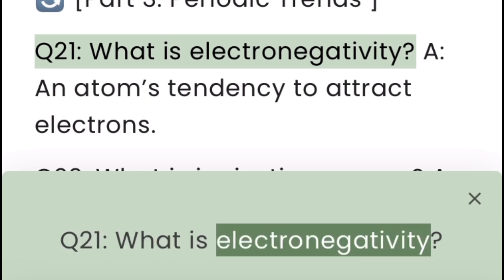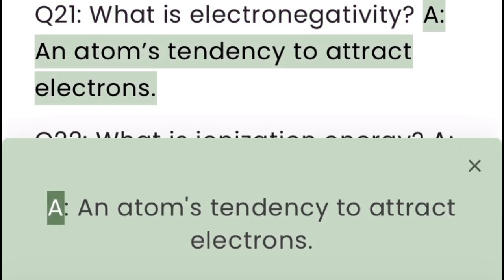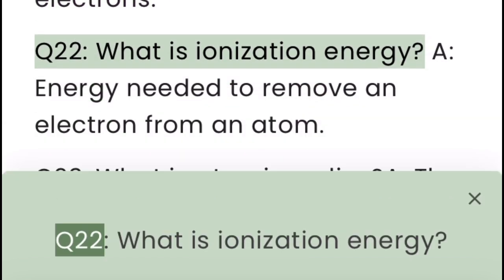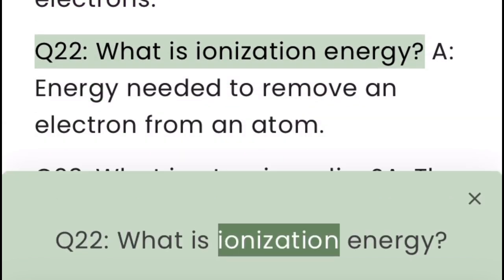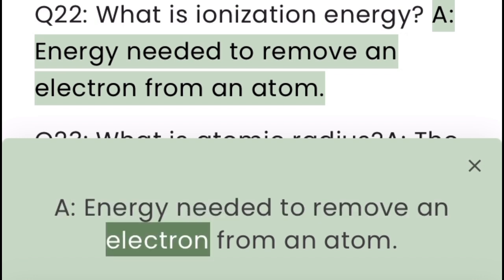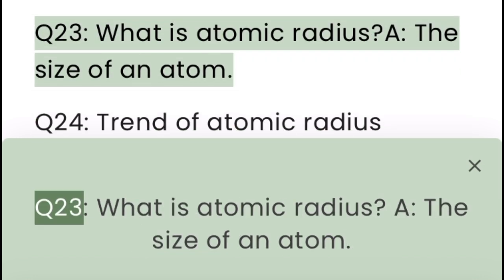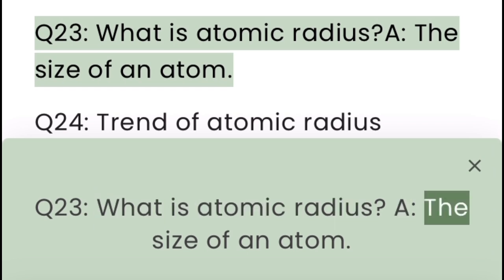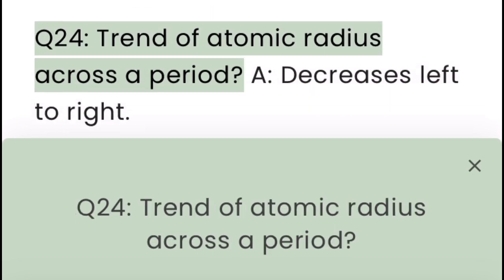Q21. What is electronegativity? A. An atom's tendency to attract electrons. Q22. What is ionization energy? A. Energy needed to remove an electron from an atom. Q23. What is atomic radius? A. The size of an atom.